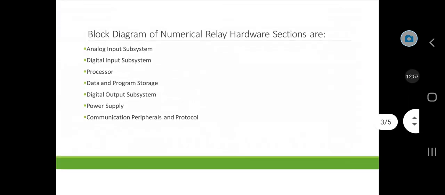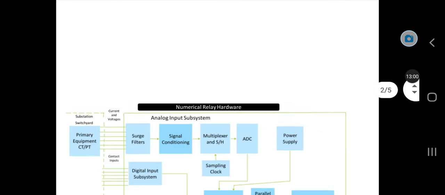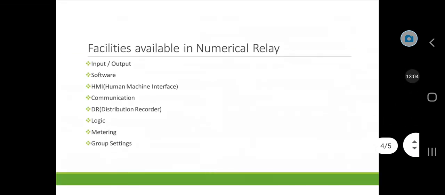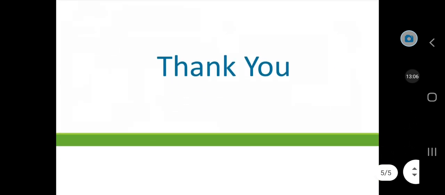So this is about the numerical relay hardware and the facilities given or available in the numerical relay.